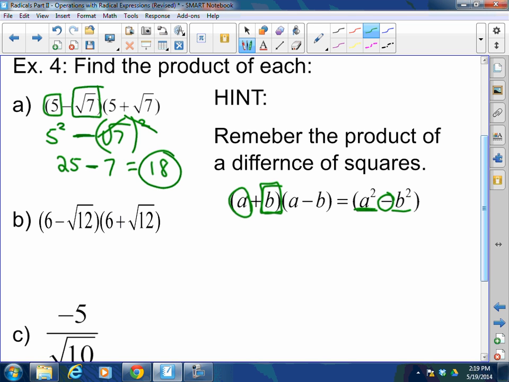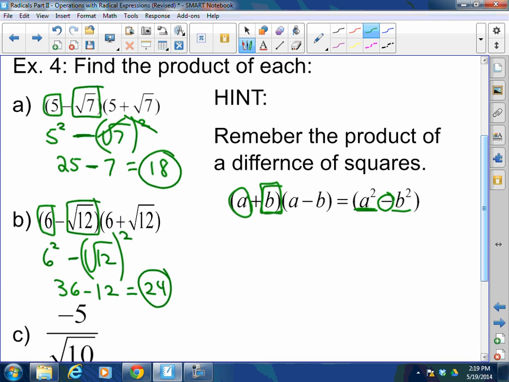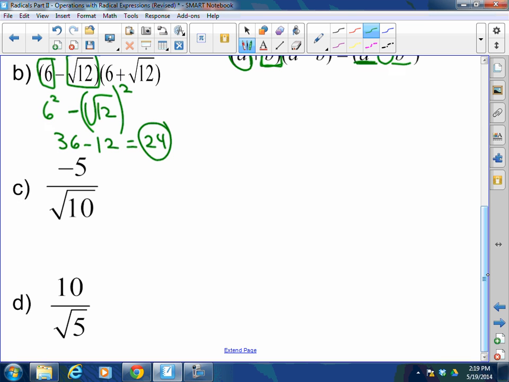Next, I have 6 minus square root of 12 times 6 plus square root of 12. It's a difference of squares. So take my first term squared minus my second term squared. What's 6 squared? Minus, what's the square root of 12 squared? So that's going to equal 24. You with me?